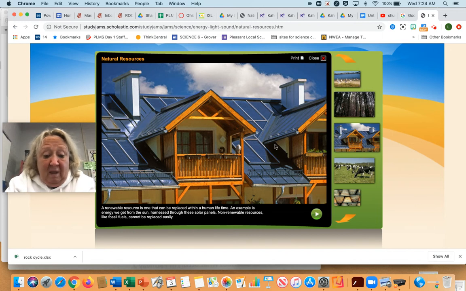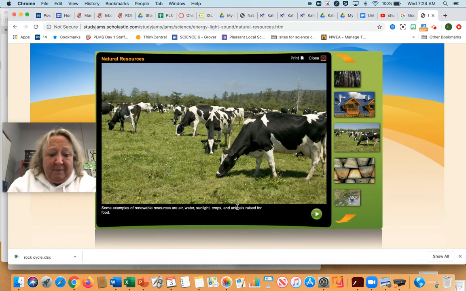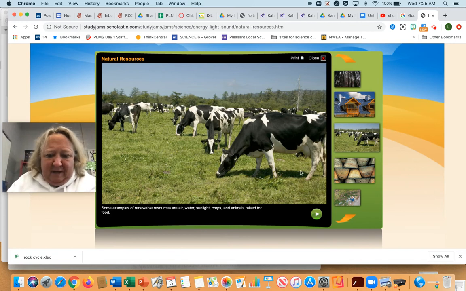And then the other category is called non-renewable. They're mainly made by fossil fuels and they're not replaced easily. And we'll discuss those in just a second. Some of the main renewable resources are air. Obviously, if we run out of air, we're in trouble. Water, same thing. Sunlight, crops, because they just keep regrowing, and animals that are raised for food, like this cattle here.